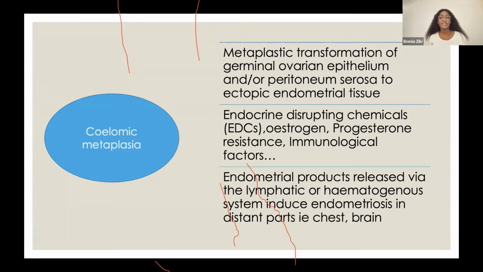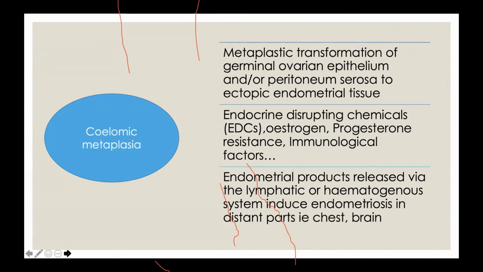And what is suspected is that there are chemicals known as endocrine disrupting chemicals. There is estrogen, which is either exogenous or endogenous, and the factors that I've talked about, the progesterone resistance, the immunological factors that come into play that stimulate this tissue to become a different tissue altogether. And then we're saying these endometrial products are released via the lymphatic or the hematogenous system to induce endometriosis in distant parts. So this theory of celomic metaplasia then explains why we can find endometriosis in the brain, why we can find it in the chest. So we're saying there is metastasis, so to speak, via the systems just mentioned.